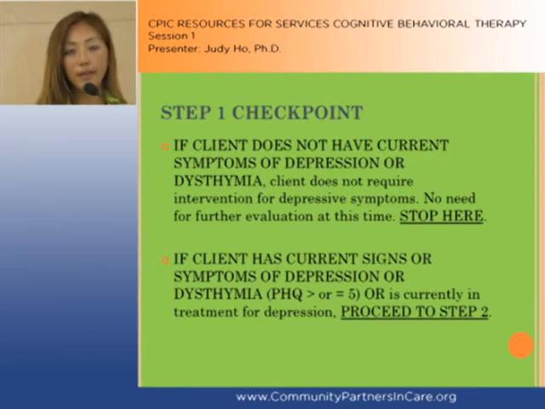So at step 1, we have a checkpoint. If the client does not have current symptoms of depression or dysthymia, then the client doesn't require intervention for depressive symptoms. If that's the case, no further evaluation is needed at this time. If the client does have current signs or symptoms of depression or dysthymia, which means that they have a PHQ score equal to or larger than 5, or they're currently in treatment for depression with a provider, you would proceed to step 2 of this assessment process.